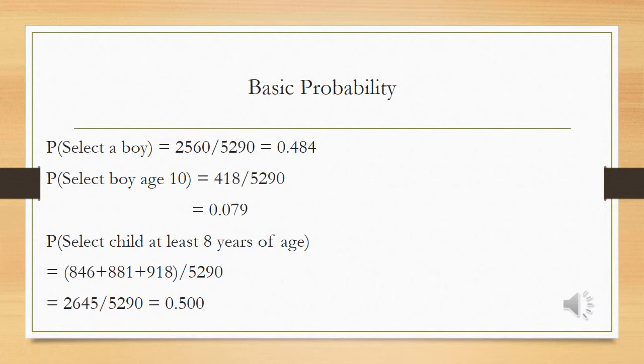5,290. Now this one seemed a little bit more complicated, however, it's in the wording. Every time in biostatistics you hear at least, it's telling me less than that number, less than that 8 years old. That's why we did 5, 6, and 7.